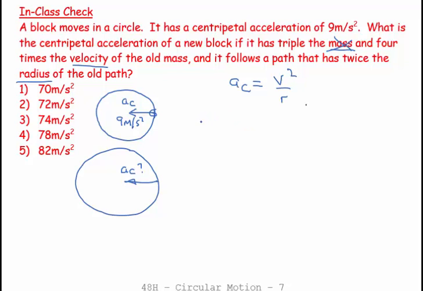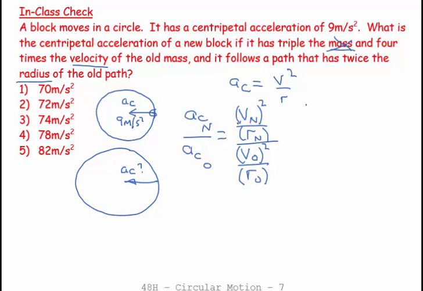So then we say, okay, how do we do this? And a big part of it is layout. We're going to say AC new over AC old is equal to, well, it's going to be the V new squared over the R new, divided by the V old squared over the R old. I've just taken that relationship and said the ratio of the new must equal the ratio of the old.